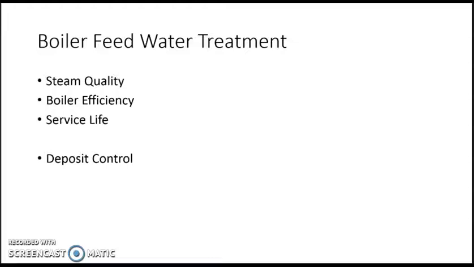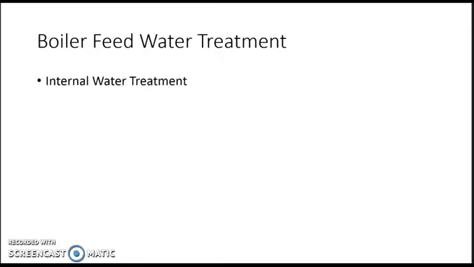So it is always important to treat the water before it is given to the boiler for producing steam. Basically, we can say that feed water treatment is of two types. One is known as internal water treatment and the other is known as external water treatment.